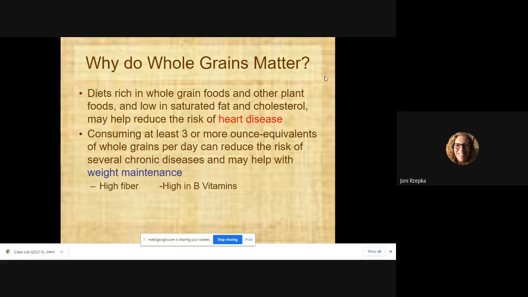And then here's just some examples also of what they have. High fiber, they're high in B vitamins, they're low in fat, they have rich sources of minerals, more calcium. So they're really good for us. So the red, the blue, and the more calcium, that's what needs to be put in your notes.